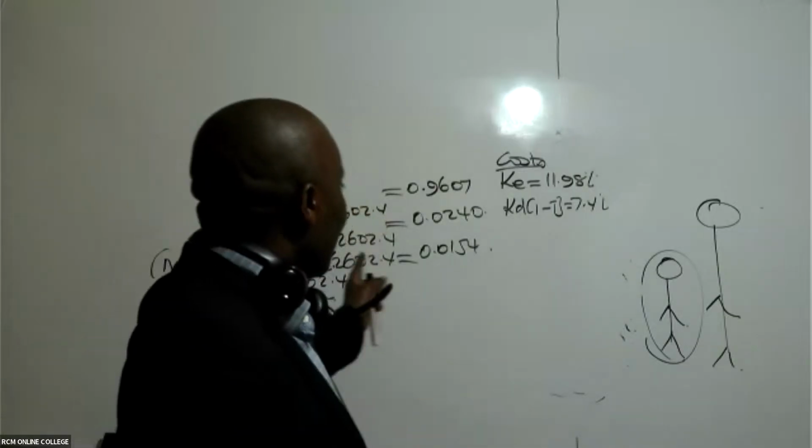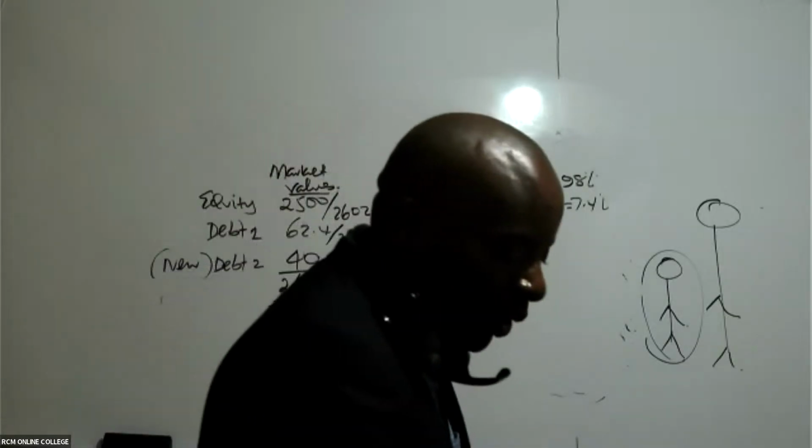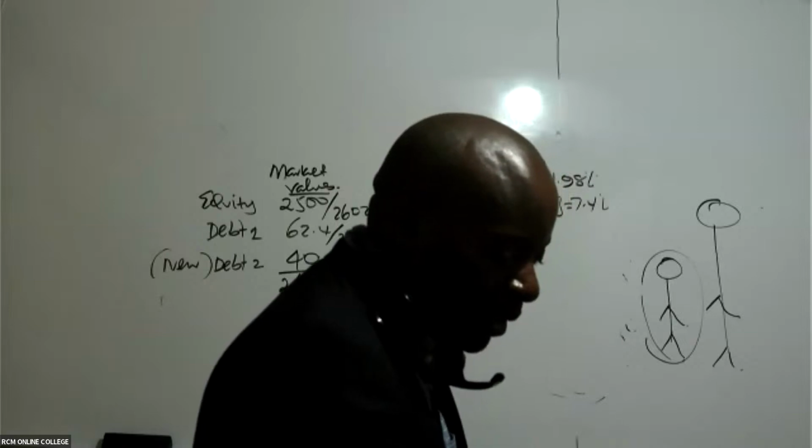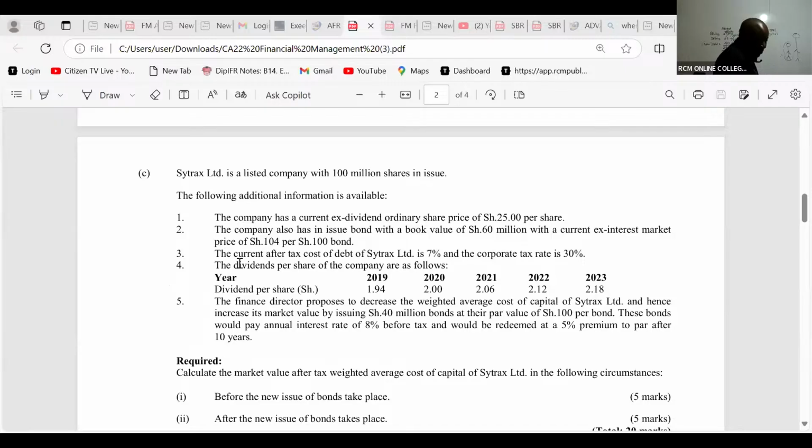KD for the old debt. For the old debt, this one was given in the question. It's here. 7%. The current cost of debt is 7%. And remember, this is after tax. Cost after tax.